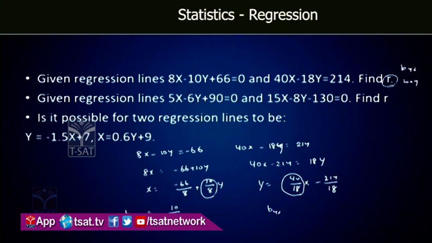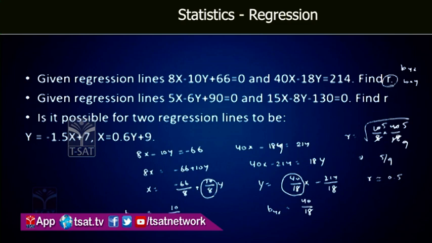This is byx, that is 40 by 18. Now find r. What is the relation? r is equal to under root of 10 by 8 into 40 by 18. 8 ones are 8, 8 fives are 40, 2 nines are 18, 2 fives are 10. It will be equal to 5 by 9, which is nearly equal to 0.5. Now check the second question.